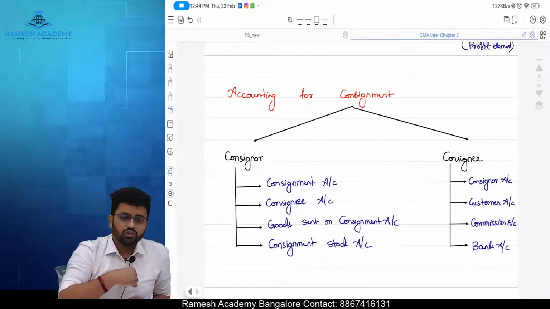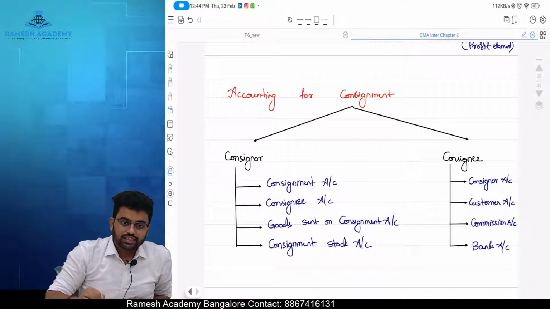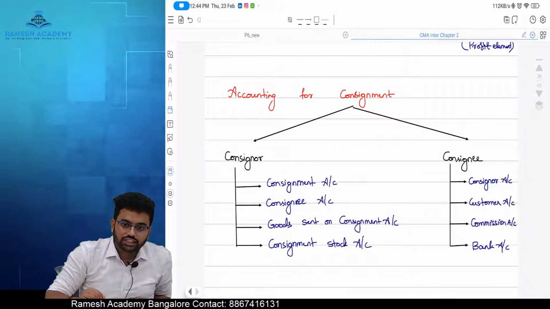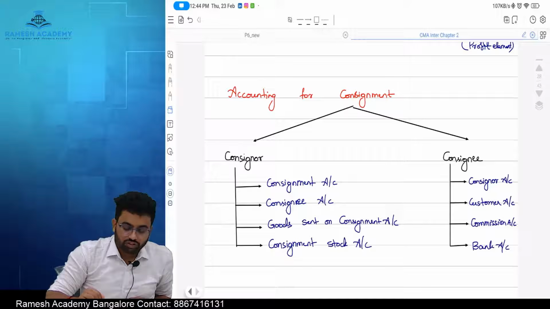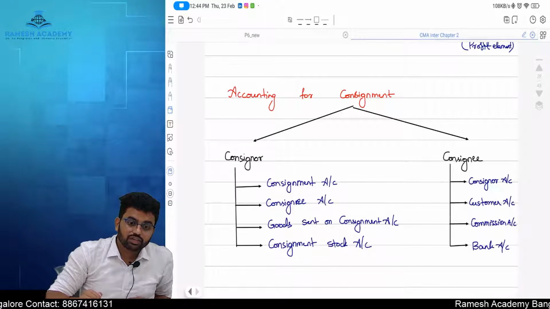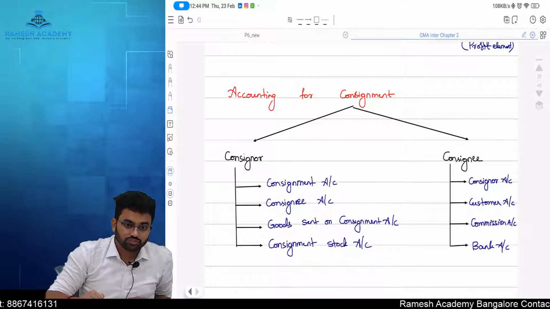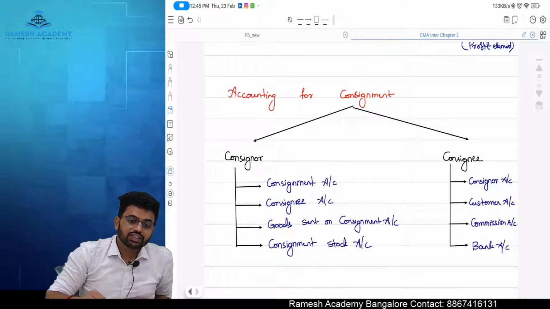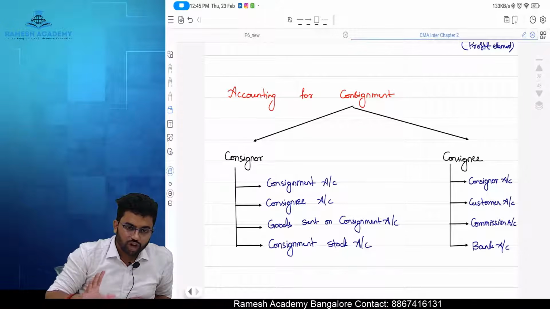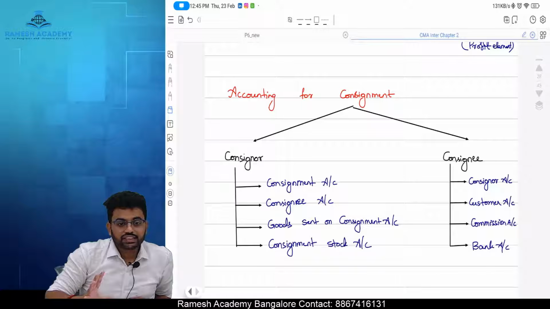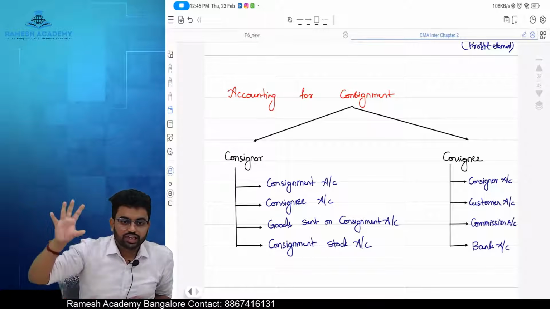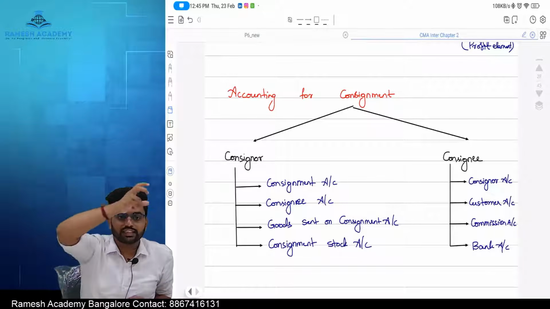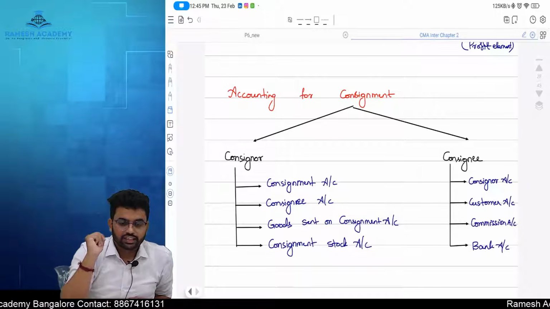So the consignor will prepare four accounts: consignment account, consignee account, goods sent on consignment account and consignment stock account. Whereas the consignee will prepare four accounts: consignor account, customer account, commission account and bank account usually. What is the consignment account, sir? It is a nominal account which records the transactions of the consignment, which means debit the expenses and losses, credit the incomes and gains.